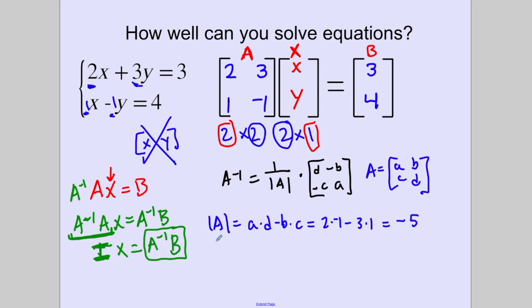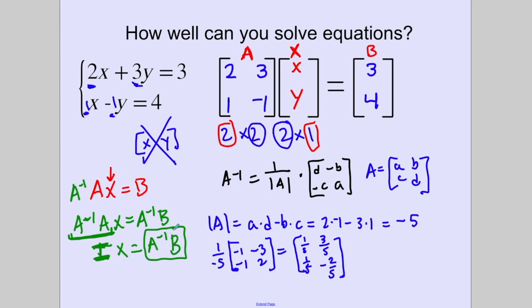Now the formula here for the inverse says, okay, take 1 over the determinant, 1 over -5, and multiply it by this new matrix. So D first, so it'll be -1, then negative B, -3, negative C, -1, and then A, 2. It's a scalar multiplication. We take 1 over -5 and multiply by everything here. That's going to give us 1 over 5 here, and then 3 over 5 here, and then another 1 over 5 here, and then lastly, -2 over 5 in the last one. So that is our inverse matrix.